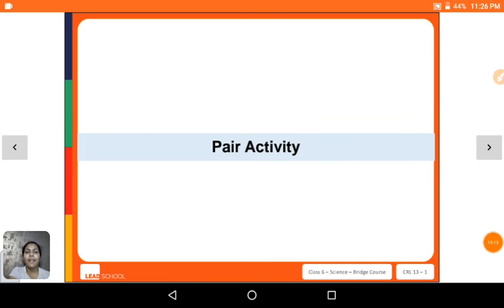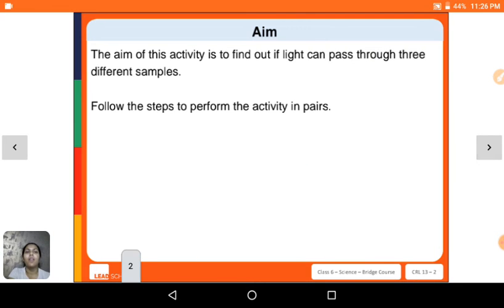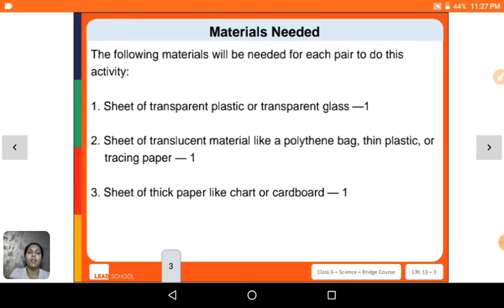In the last activity we saw that light is passing through the holes in the cardboard. Now let's check whether light is passing through objects. We compare different types of objects and see whether light passes through them. Let's have an activity for that. The aim of this activity is to find out if light can pass through these 3 different samples. Follow the steps to perform the activity.